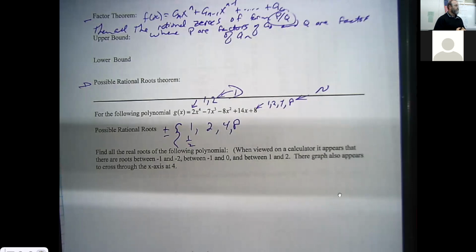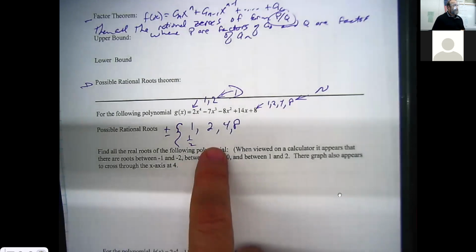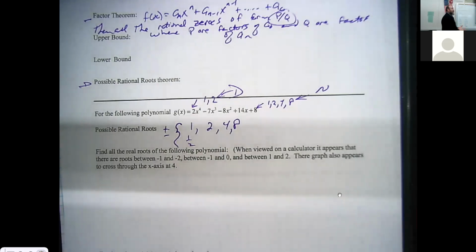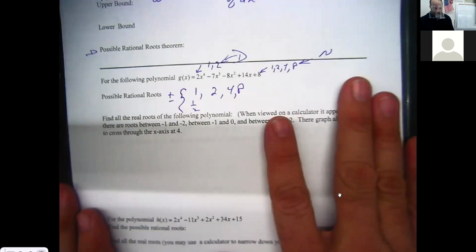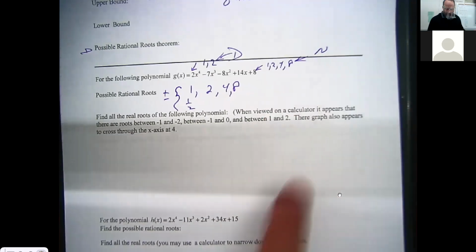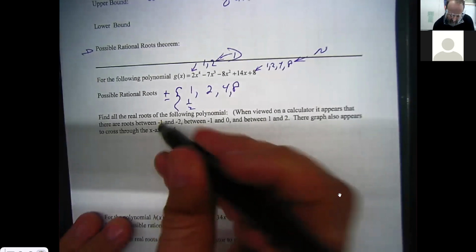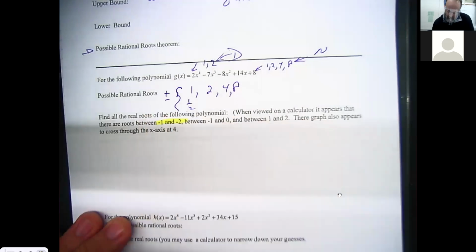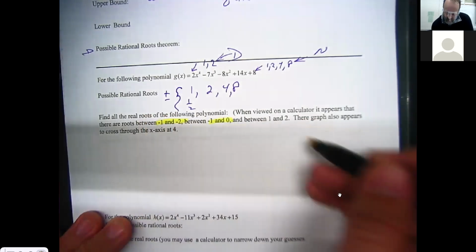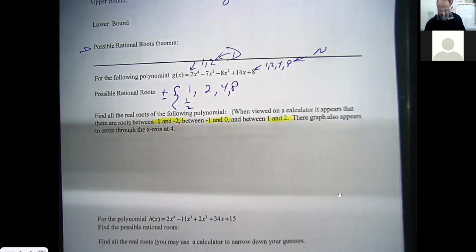Well, here's the thing, everybody. Do we really want to guess around at 10 ideas? I don't. I don't want to do that. In fact, they didn't want to do that either. So even doing that was not enough. We wanted to look for some things that would be helpful. So here's my first hint. I graphed it for you, and I found the following. When I did it on my calculator, it looks like there's some root somewhere between -1 and -2. There's another one between -1 and 0, and there's another one between 1 and 2.